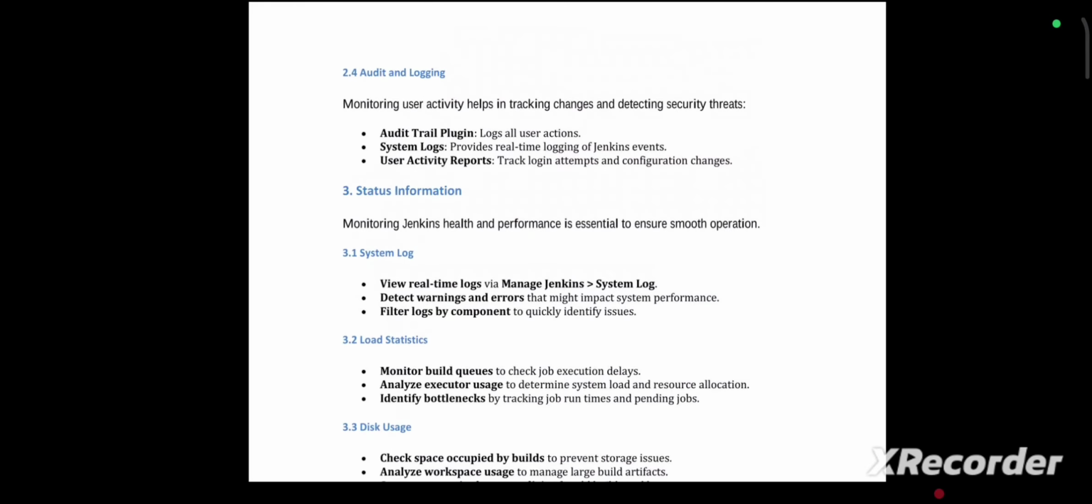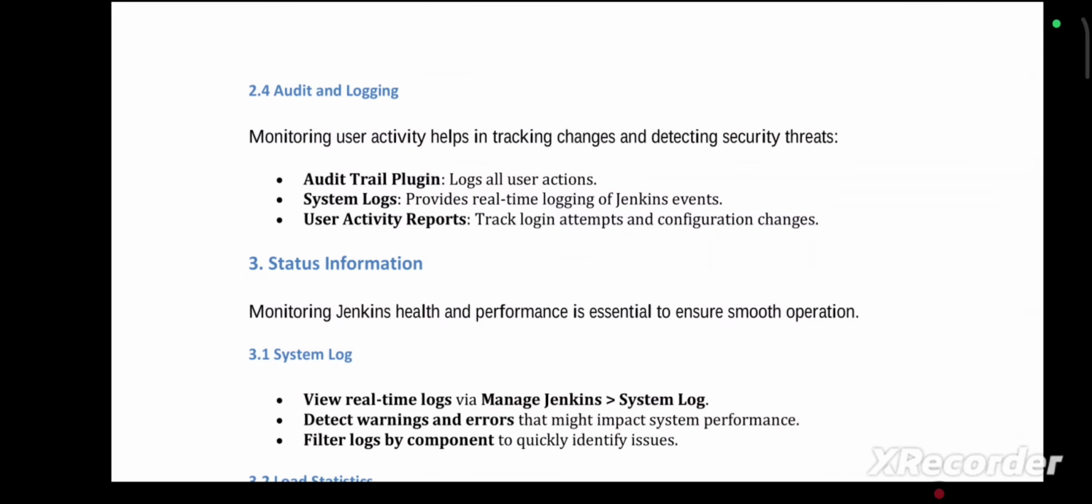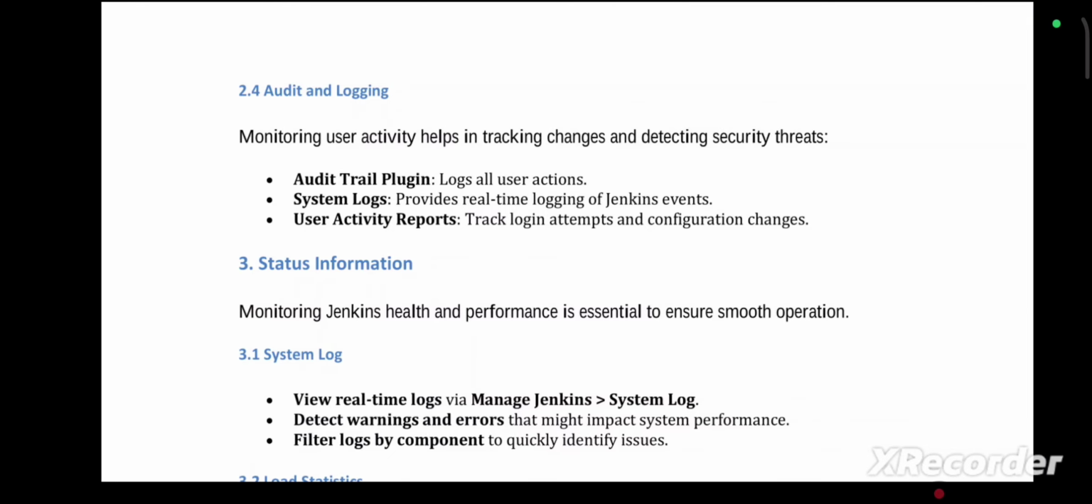And the fourth one was audit and logging. Monitoring users' activity helps in tracking the changes and detecting security threats. These are the major pointers. Audit Trail plugin: it will log all the user actions. System logs: they provide real-time logging of Jenkins events. User activity reports: they will track login attempts and configuration changes.